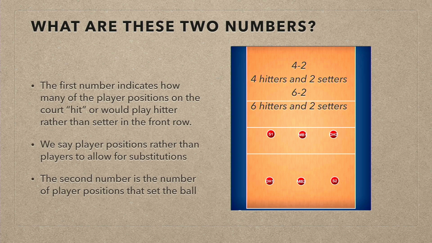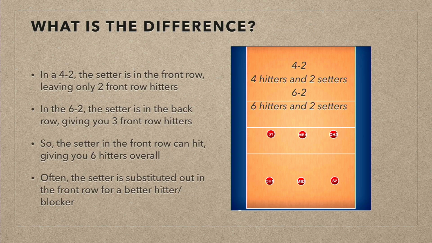Now, we use back row attack as well, so there's more than just 2 or 3 hitters in the front row. But you should know that this is the numbering system that you use for that sort of thing. The second number is the number of setters, and you can have anywhere from 6 setters to 1 setter. So again, the difference in a 4-2, the setter's in the front row, and that leaves only 2 front row hitters. And then if you double that, because you've got 2 setters and 6 people on the court, you're going to have 4 hitters in total and 2 setters.